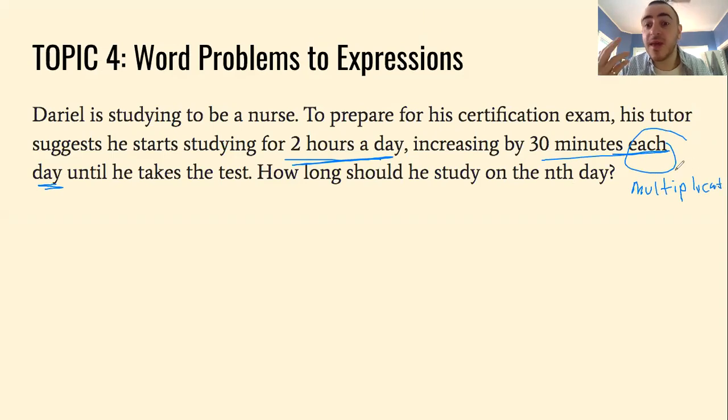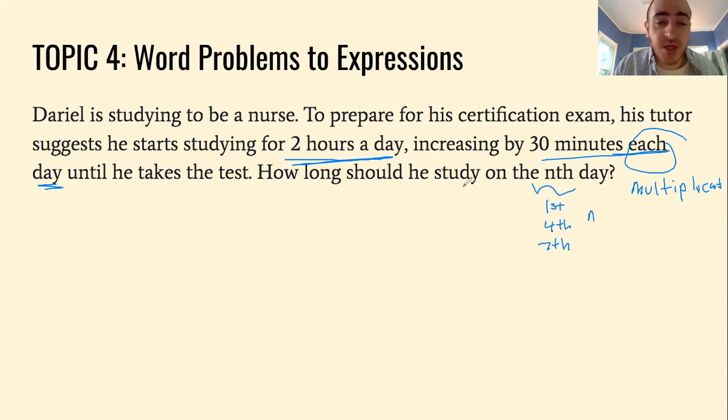So like, if it's 2 days, he should do 30 and 30, 30 times 2. If it's 3 days, 30 plus 30 plus 30, that's going to equal an hour and 30 minutes. So how long should he study on the nth day? So in this case, nth is a number we don't know. It could be the first day. It could be the 4th day. It could be the 7th day. But we don't know. We're just going to leave it as n.